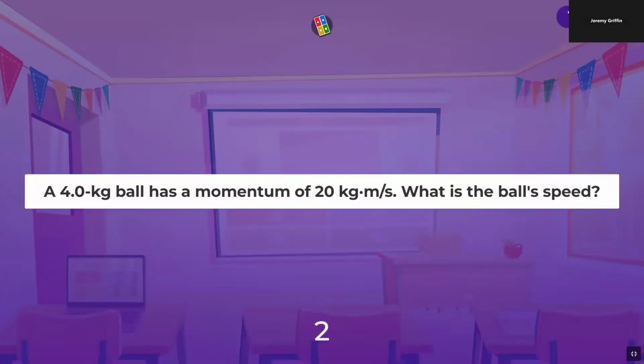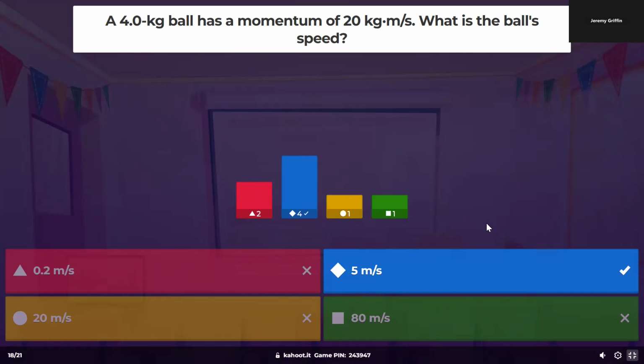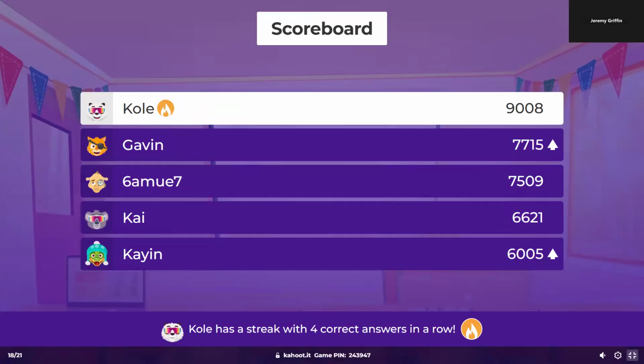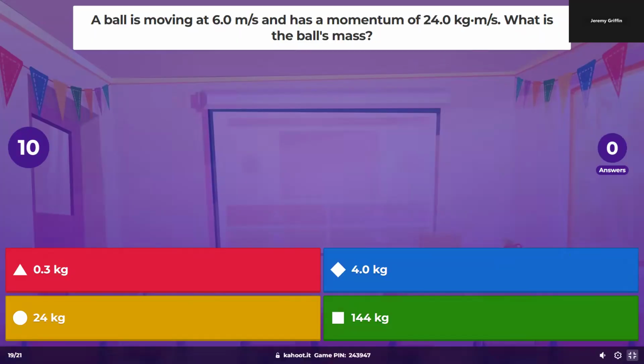A 4 kilogram ball has a momentum of 20 kilogram meter per second. What's the speed? Yeah, 5 meter per second. Because 4 kilograms times 5 meters per second brings you up to 20 kilogram meter per second. So P equals mv all over again. Right? Like that. A ball is moving at 6 meter per second and has a momentum of 24 kilogram meter per second. What's the ball's mass?